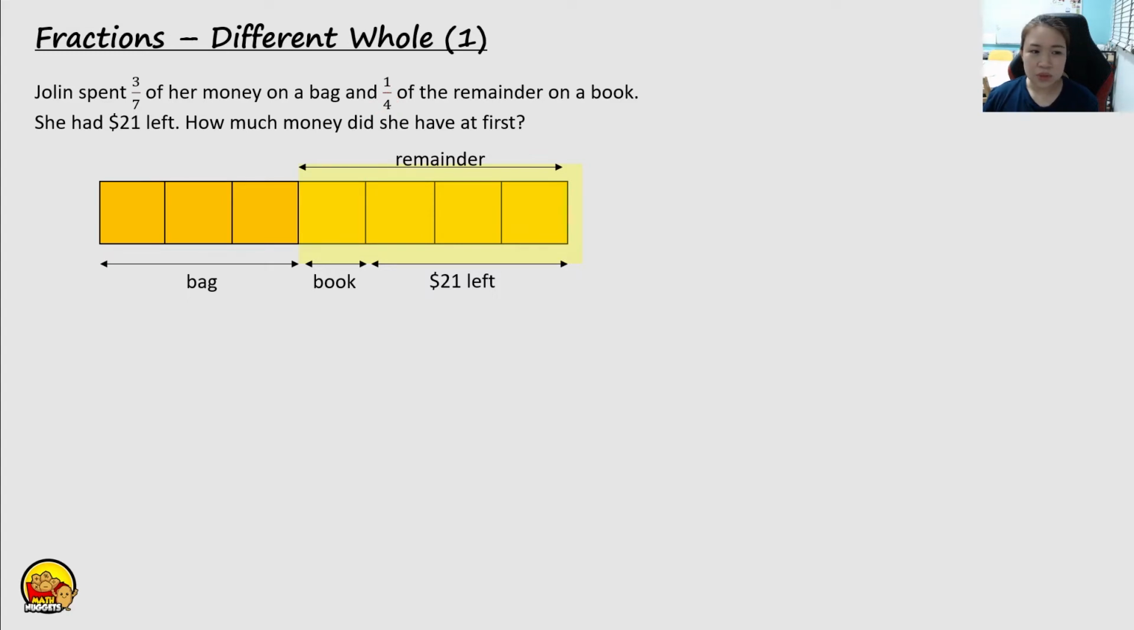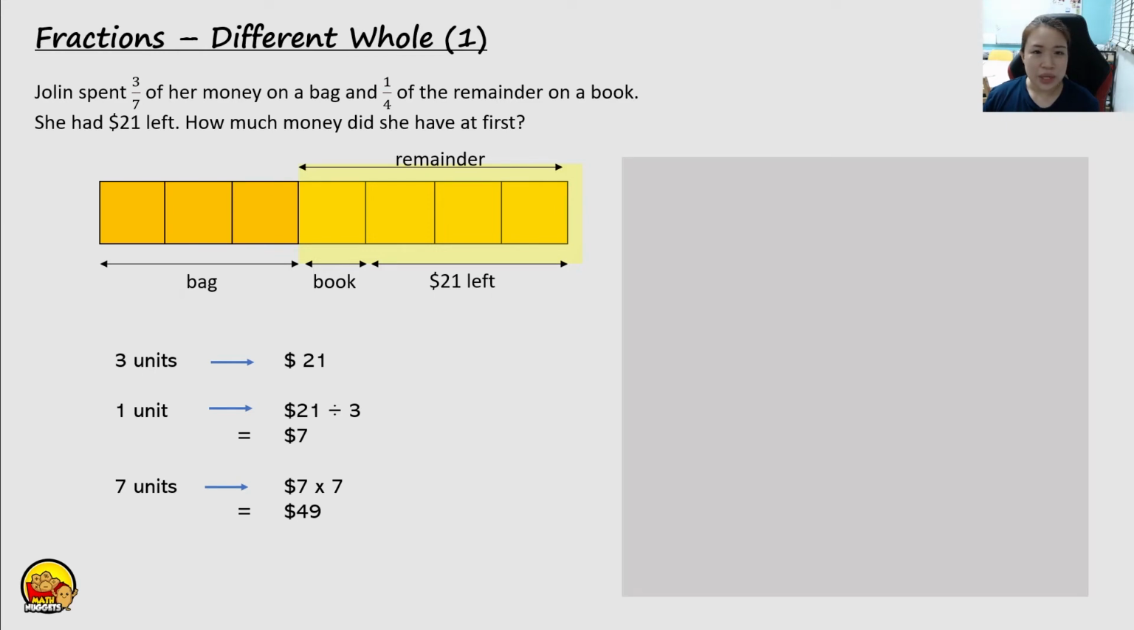So from the model, we can see that 3 units is $21. So from here, we can find 1 unit. That's $21 divided by 3, and we get $7. That's 1 unit. So the question wants us to find the amount of money she had at first. That would be 7 units. So we would take $7 times 7, that is $49.